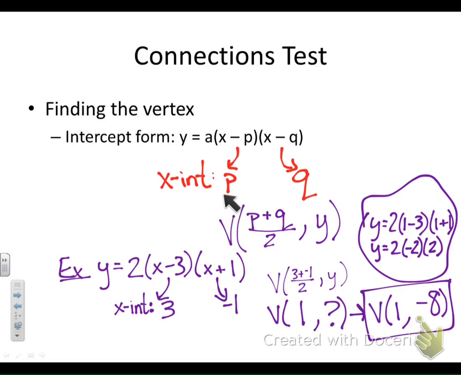In your notes, we talked about how the x-intercepts were going to be P and Q, and then we would graph them and look for the middle piece. But when we don't have a graph, this is the algebraic formula: to find the midpoint, you add the two and divide them in half, because the vertex has to be exactly in between them.